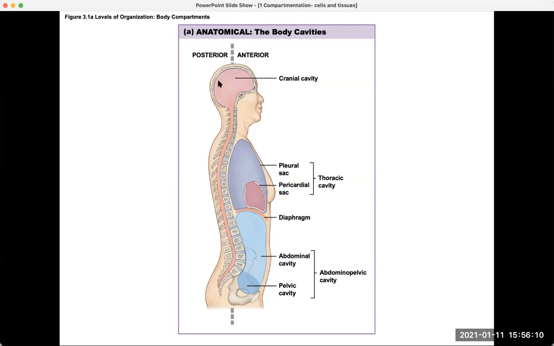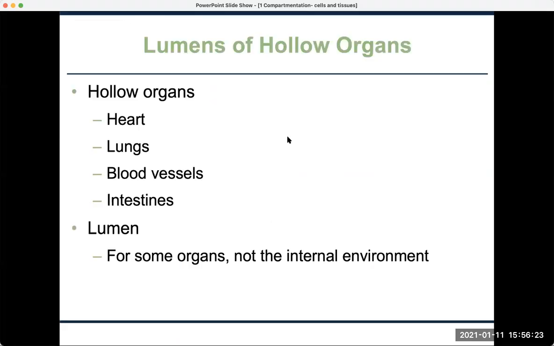Definitely going through this quick. This is just the different body cavities. So you've got cranial, thoracic, abdominal, and then pelvic, or abdominopelvic together. This is the pleural. This is the parietal. Front is anterior and back is posterior, or you could also call that ventral and dorsal.